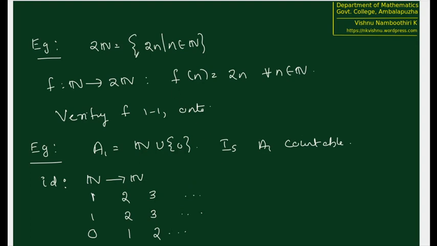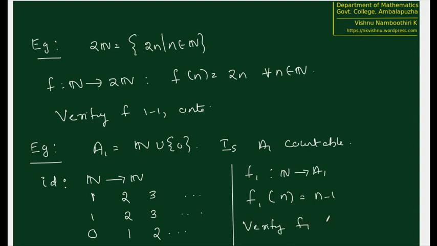So what is this new function that we are defining? The function we are defining from N to A1 is a modified version of our original identity function. Suppose we call that function f1 from N to A1. This we can define as f1 of every natural number: 1 is going to 0, 2 going to 1, 3 to 2. So this is n minus 1. So this is a 1-1 onto function that can be verified easily. So the question is to verify f1 is 1-1 and onto.